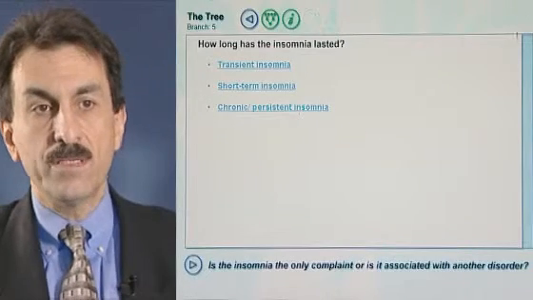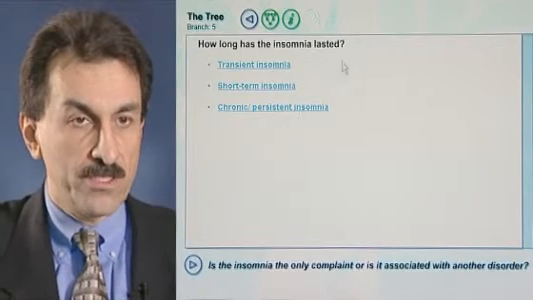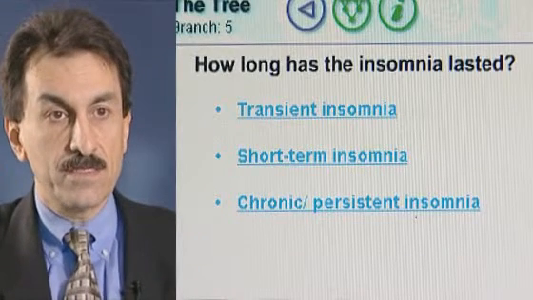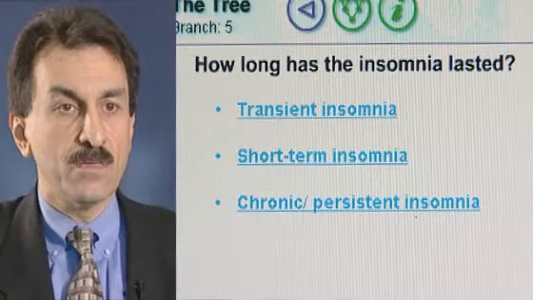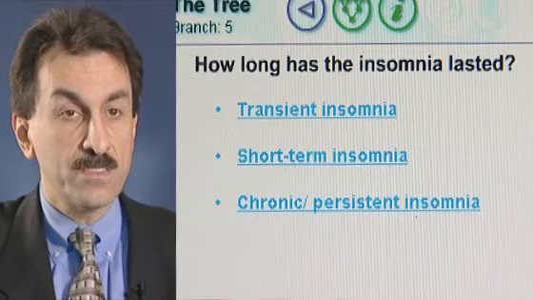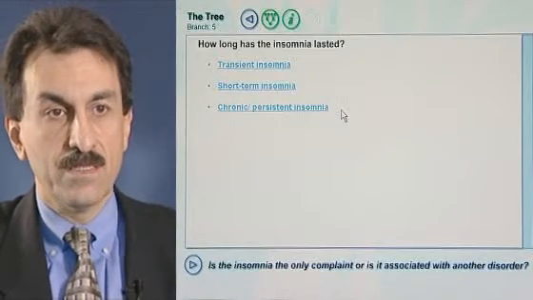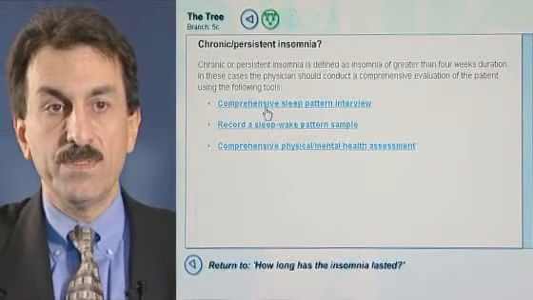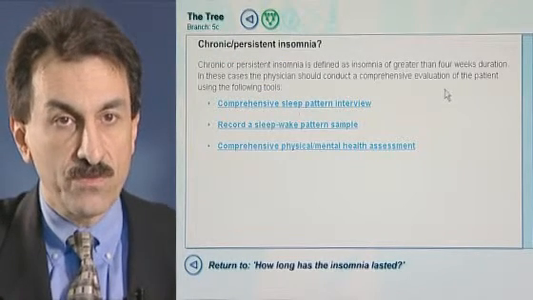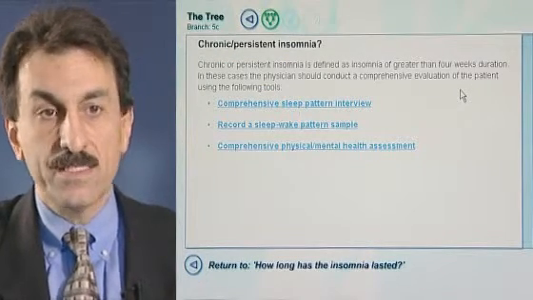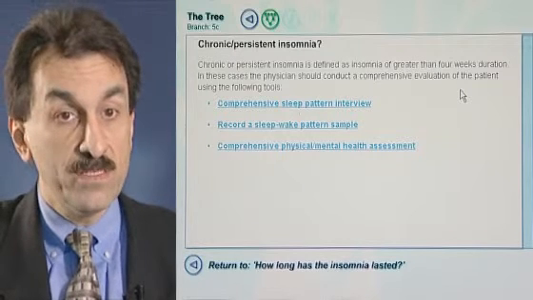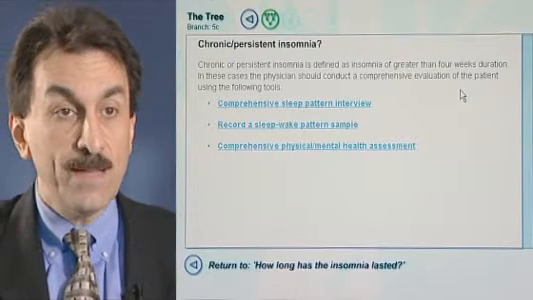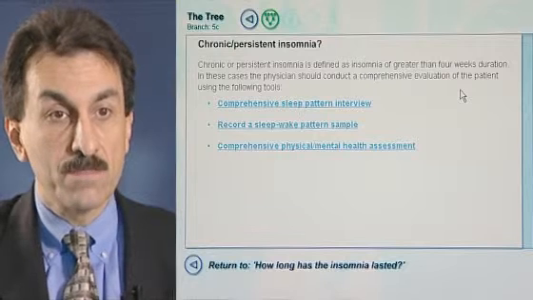Now again, insomnia can be categorized in a temporal fashion, that is either transient insomnia or short-term insomnia or chronic persistent insomnia. Now, chronic or persistent insomnia is defined as insomnia of greater than 4 weeks duration. In these cases, you should conduct a comprehensive evaluation of the patient, perhaps using some of the following tools.